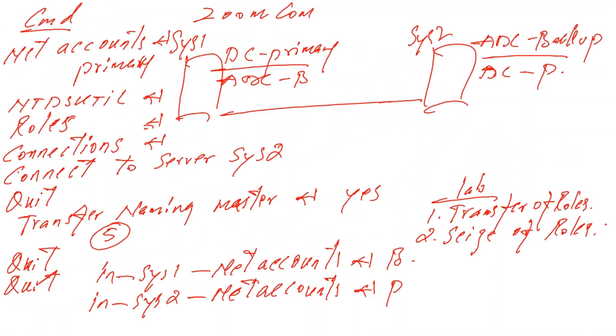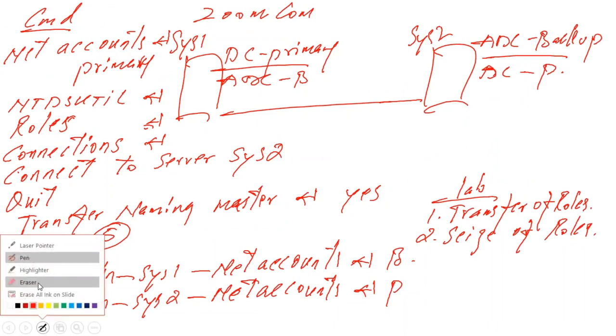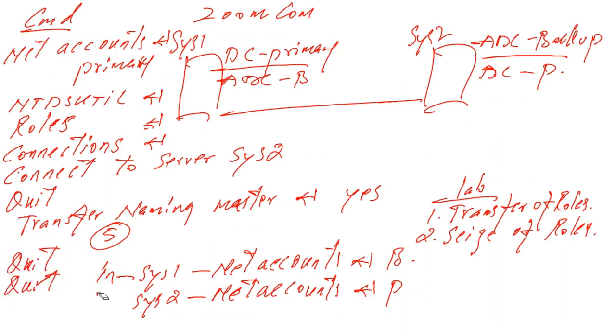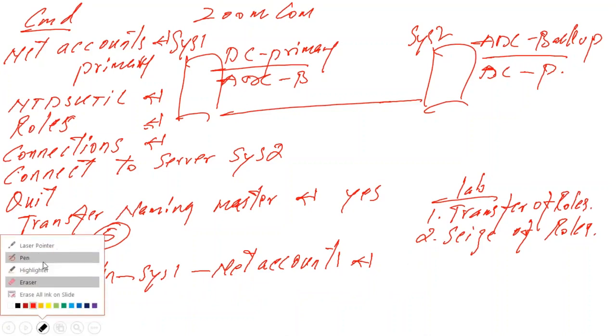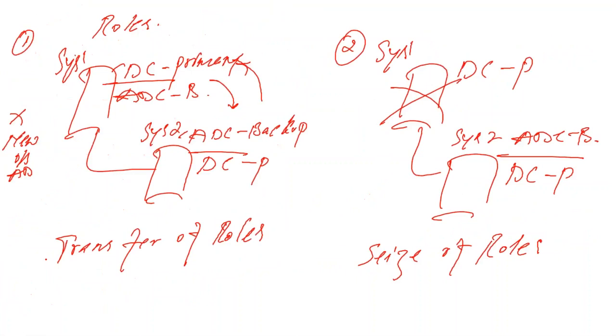But here you have to give the answer first. Now tell me, when do we have to go for the seize of roles command? When the DC is totally down, is not working, is not functioning, and I want to convert this machine, the ADC, to DC. So in this diagram, in the second diagram, my system 1, the primary server, that is my DC, is totally down, and I want to convert the ADC to DC. Then we have to take the help of the seize roles commands, right?